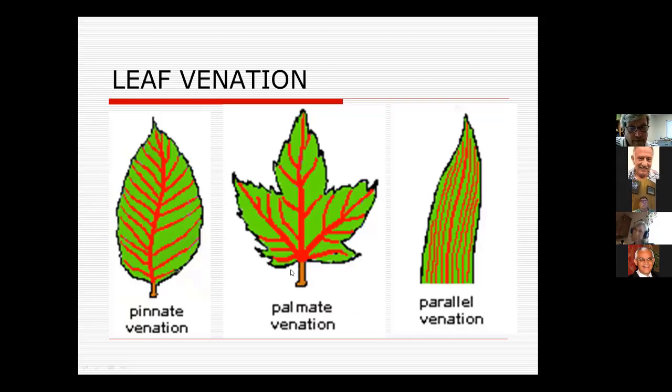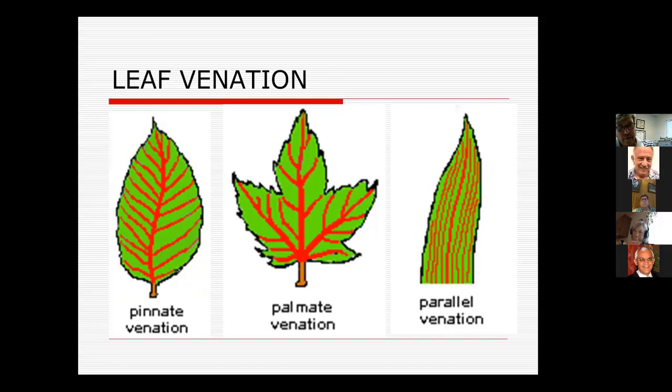You have a palmate venation. You have really several large midribs, and then they separate out like the palm of your hand, like the fingers moving out. And then you have parallel venation, where you usually have one larger vein and then multiple smaller ones, but they're going the direction of the leaf. And that's in a monocot versus these first two are dicots. So when we talk about venation, we talk about pinnate venation, like a pin feather of a bird, a palmate venation like your palm of your hand or a maple leaf, and then parallel venation of grasses.